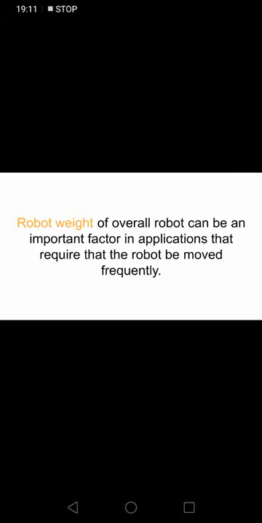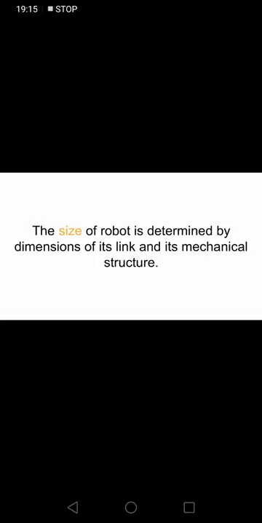Next slide. Now here, the weight of the overall robot can be an important factor in applications that require the robot be moved frequently. Robot weight. Next slide. On this slide, the size of the robot is determined by the dimensions of its links and its mechanical structure. Size of robot.